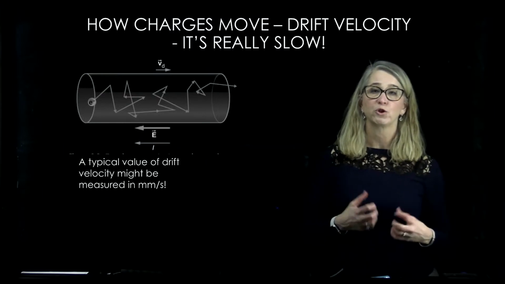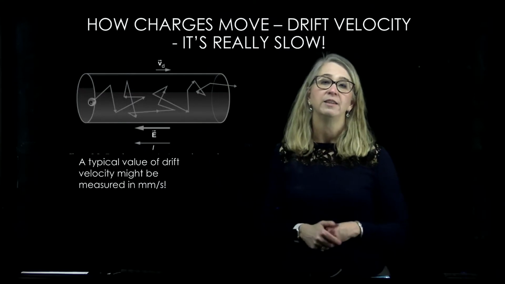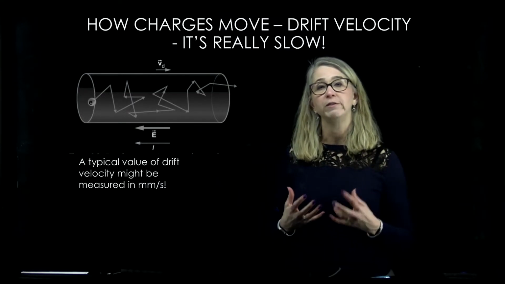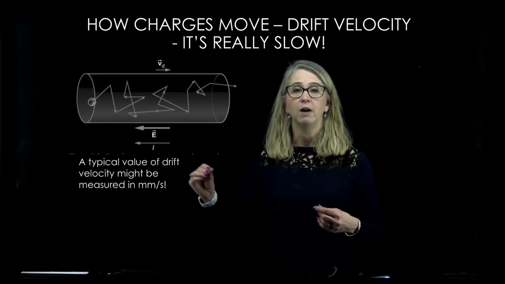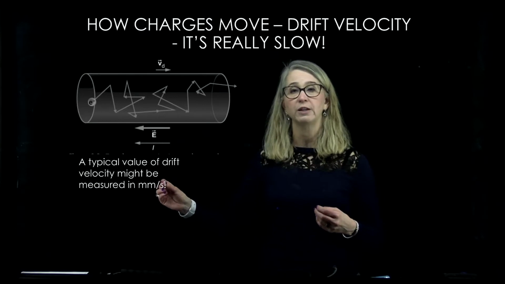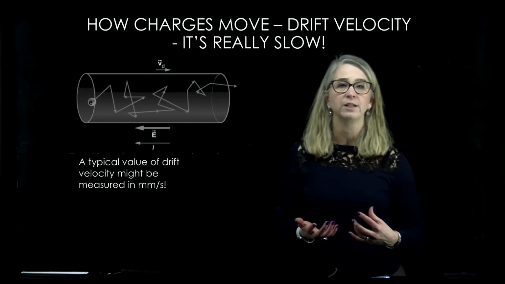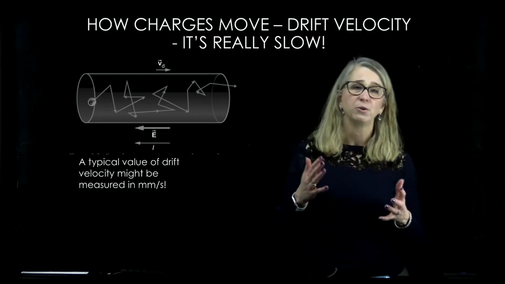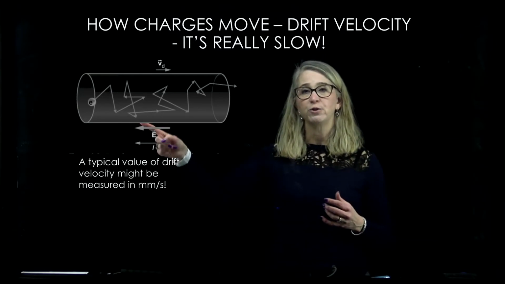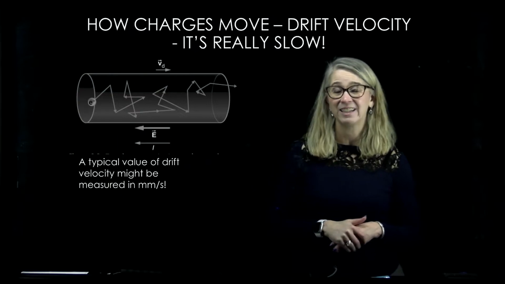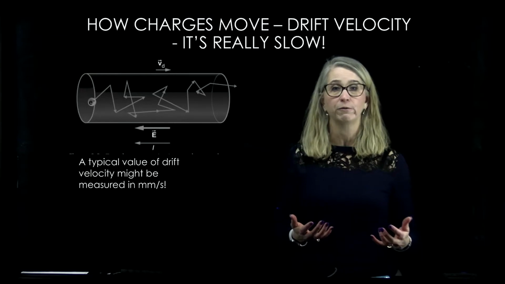But an individual charged particle is actually not going to go that fast, because this is the path a charged particle might actually be following. While it feels a force that wants to cause it to move with the electric field, as it's moving, it does what we call a random walk, because it will bump into another charged particle. That collision might cause it to change direction. And so you see it's actually quite a zigzag path, which is not very straightforward.